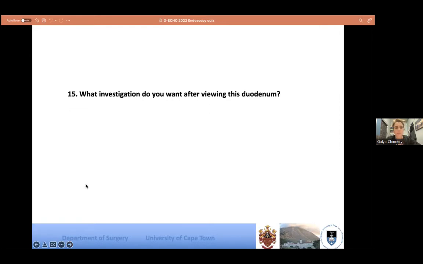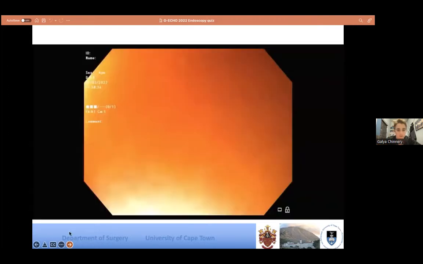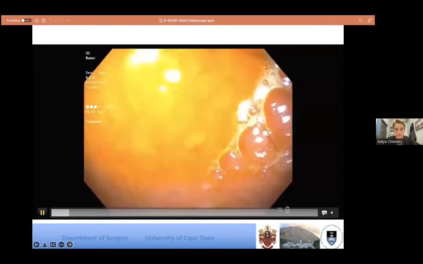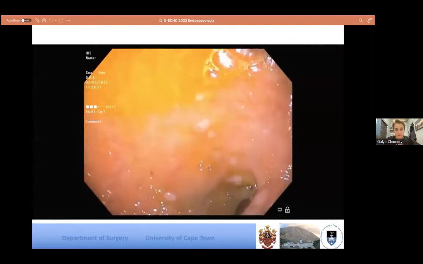Okay, what investigation do you want after you have seen this duodenum? Let's take a look. We're in the duodenum now already. That was pylorus. That's D1.